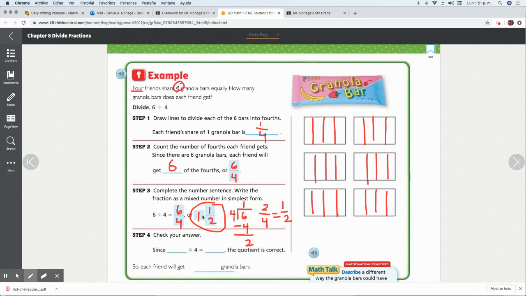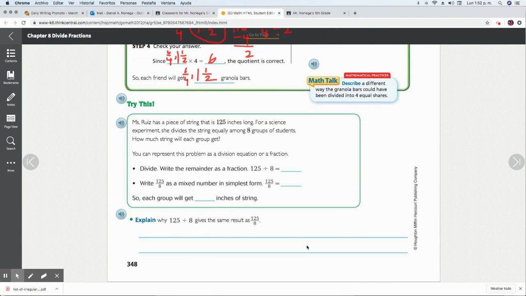Then we check. Okay, since 6/4 or 1 1/2, okay, times 4 equals 6, the quotient is correct. So each friend will get 1 1/2 granola bars. Okay, or 6/4, however you want to write it. All right? Okay. Next example.